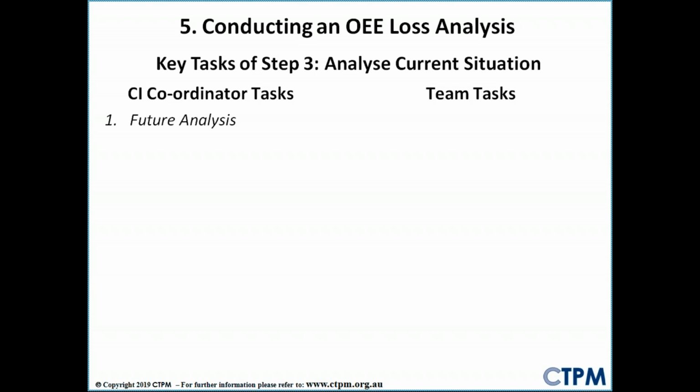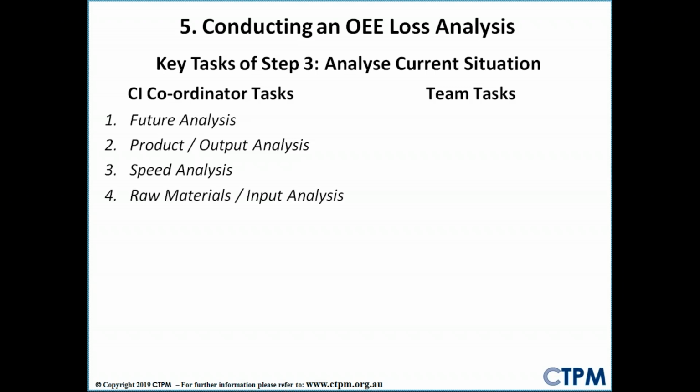First, future analysis, to make sure there's not going to be any change in the next 6 months that's going to impact the team. Understand the range of products going through the area, so that the OEE analysis you're doing covers all the range of products. Speed analysis: understanding the ideal speed for all the products you're running. Then, what's all the material coming in, and what's the variability? Is it causing issues? That's raw materials as well as inputs: gas, electricity, steam, air, whatever, and packaging materials. Is there any variability that will cause issues you need to be aware of?